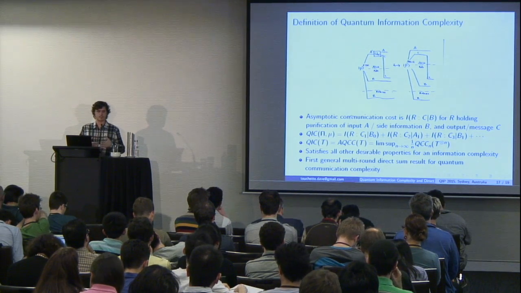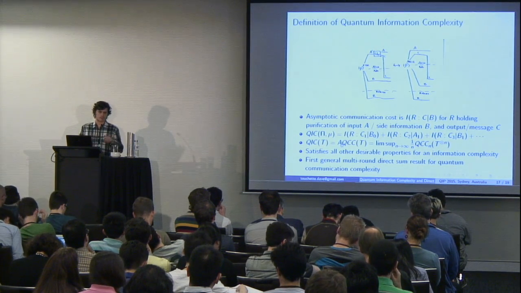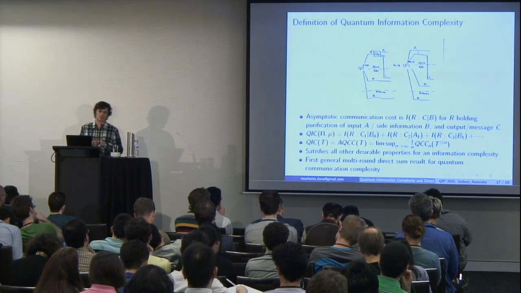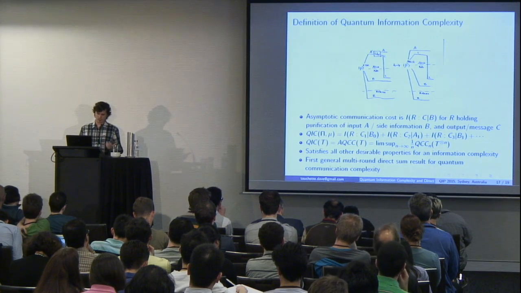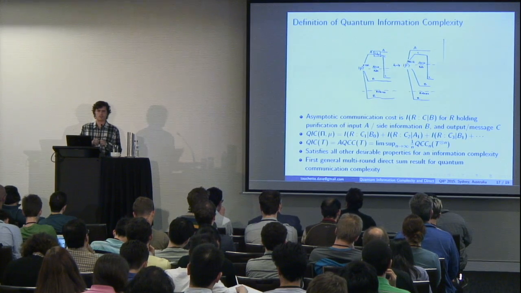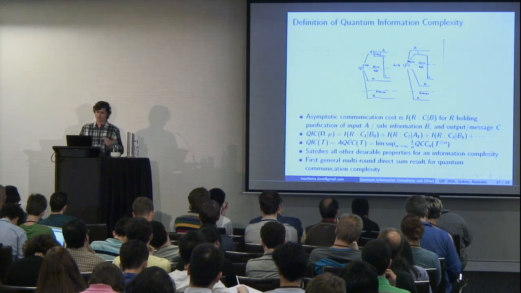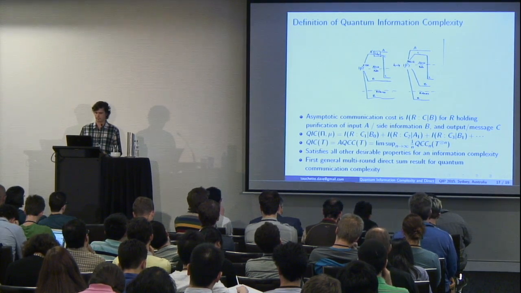So this yields the new notion of quantum information complexity, and that also naturally yields the theorem that it's equal to the amortized quantum communication complexity. Moreover, we can show that it satisfies all of the other properties that we stated as desirable for an information complexity measure, and it also yields the first general multi-round direct sum result for quantum communication complexity.